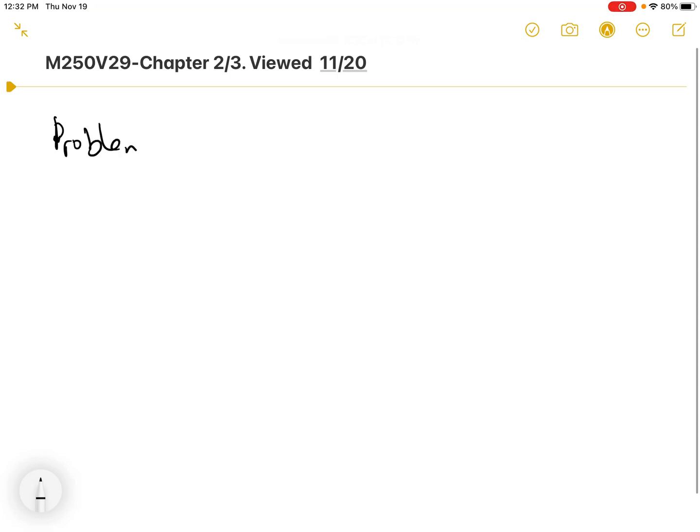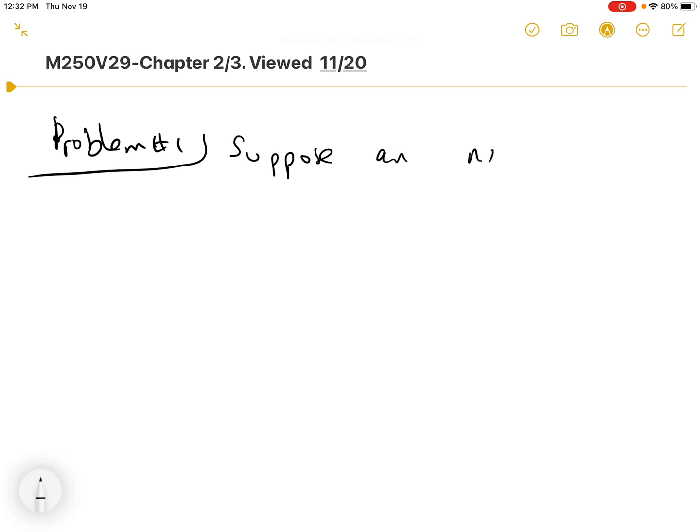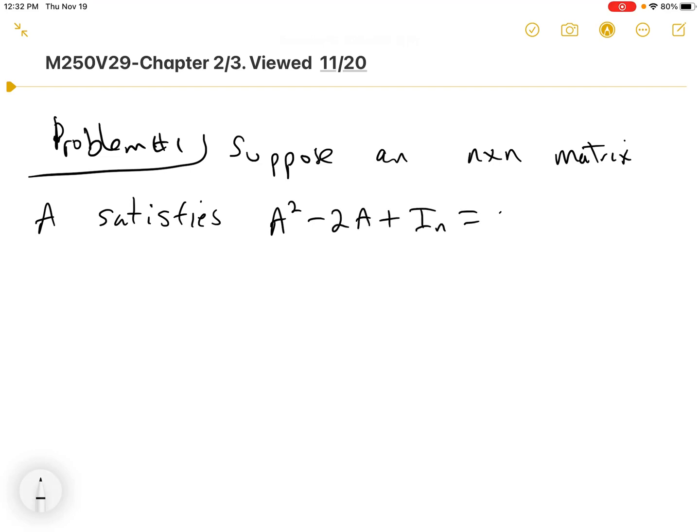Problem 1, right? So this is just matrix algebra and determinant stuff. So problem 1, suppose an n by n matrix A satisfies the matrix equation A squared minus 2A plus the identity matrix equals the zero matrix. So that's your hypothesis.